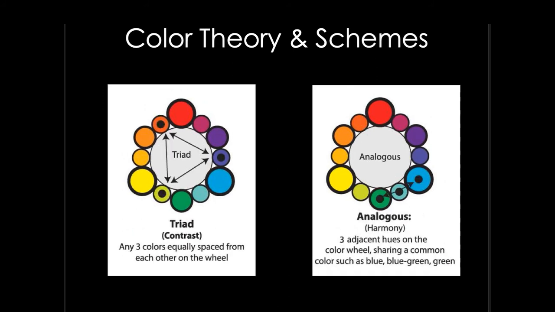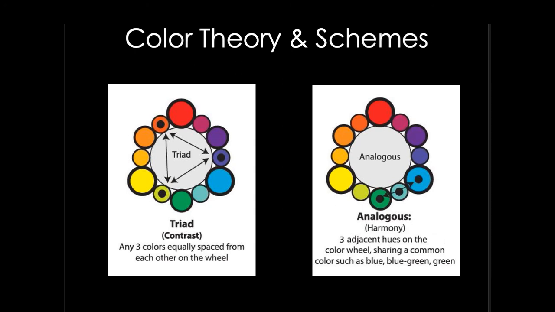Here's where we are going to gain some new color schemes, some new ideas. So you have a triadic formulation, and this is a contrasting formulation, or any three colors equally spaced from one another on the color wheel. Equally spaced. So here you have red, orange, 3 spaces become yellow, green, 3 more spaces become blue, violet. These 3 are working triadically, evenly spaced.